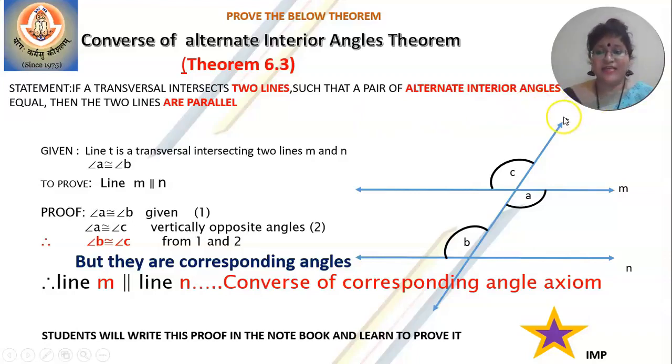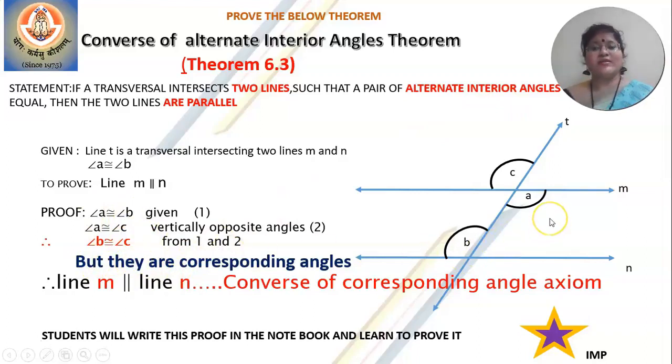I repeat again, T is a transversal intersecting two lines M and N, and you have to prove M and N are parallel. So first you take a pair of alternate angles which are congruent. Now how do you know you're supposed to take alternate angles? Because it is given in the question that if a pair of alternate angles is equal. So A is equal to B and you have to prove M parallel to N. The proof is either take vertically opposite to B or take vertically opposite to A. So I have taken vertically opposite to A, that is A congruent to C. And you already know A is congruent to B because it was already given. Now when you compare it, you get B congruent to C.